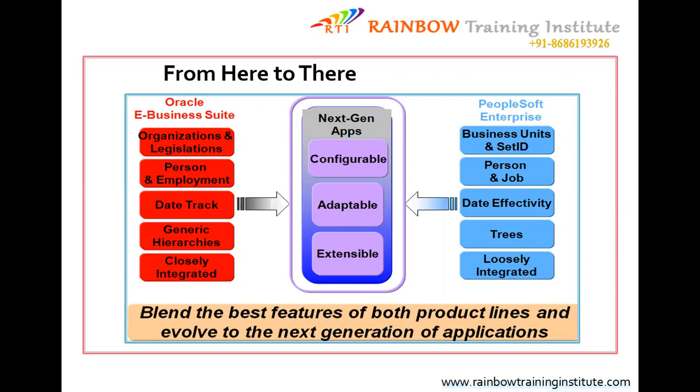So we do have different tree concepts here. We have four types of trees: the organization tree, department tree, geographical tree, and position tree. We're going to talk about each one of the trees and how we define them. The trees are nothing but the hierarchy: which department is under which department, which is under which business unit, which business unit is under which division, something like that.